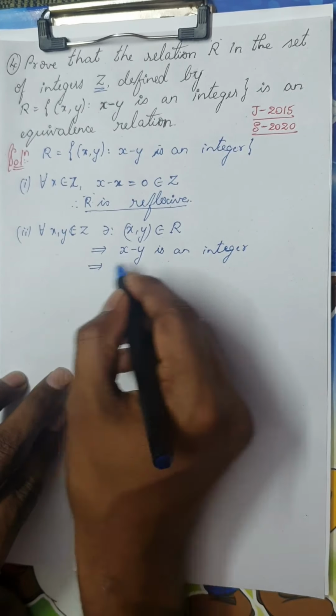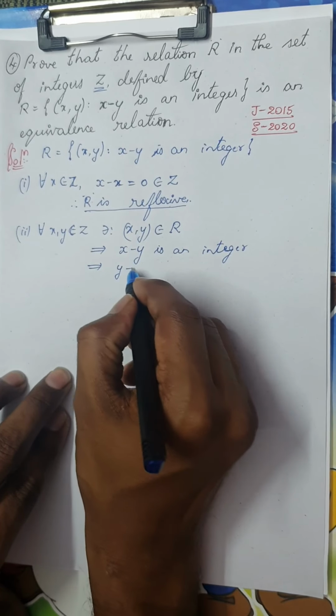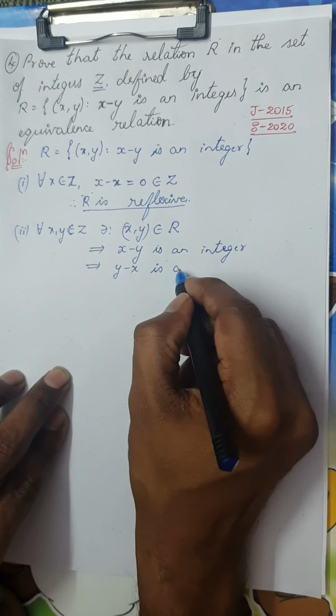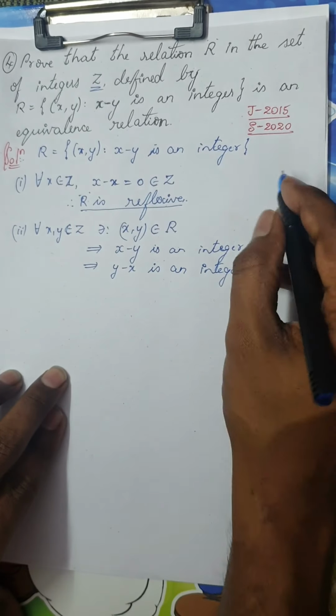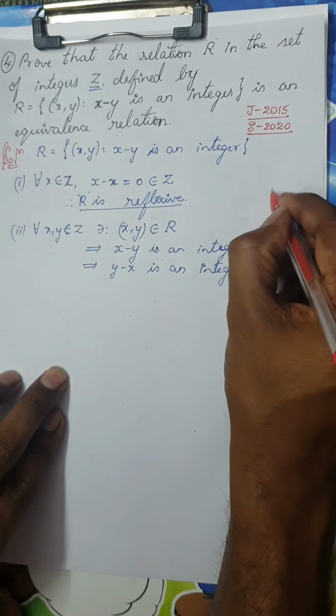If x minus y is an integer, then y minus x is again an integer. If you want, you can check. It means it is negative of that. Okay, because you can check if 4 is an integer.